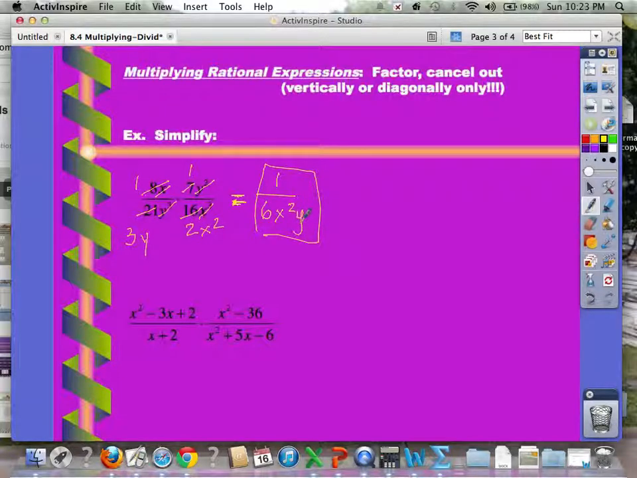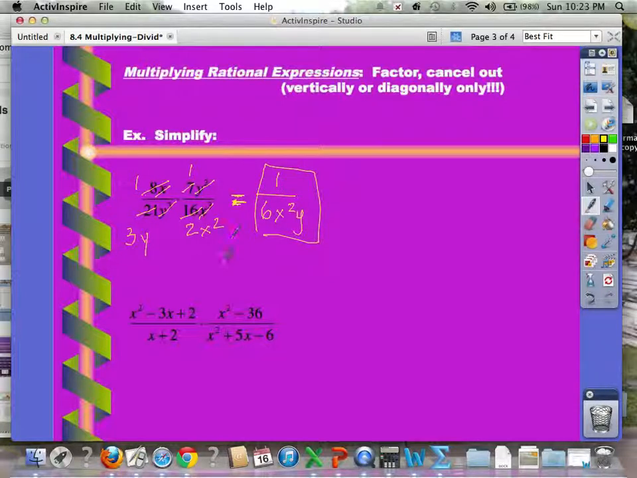Okay, and in order for there to be no problems, the domain cannot be x equals 0. If x was 0, it would mess all this up, or if y was 0, it would mess all that up. But this is our simplified answer.